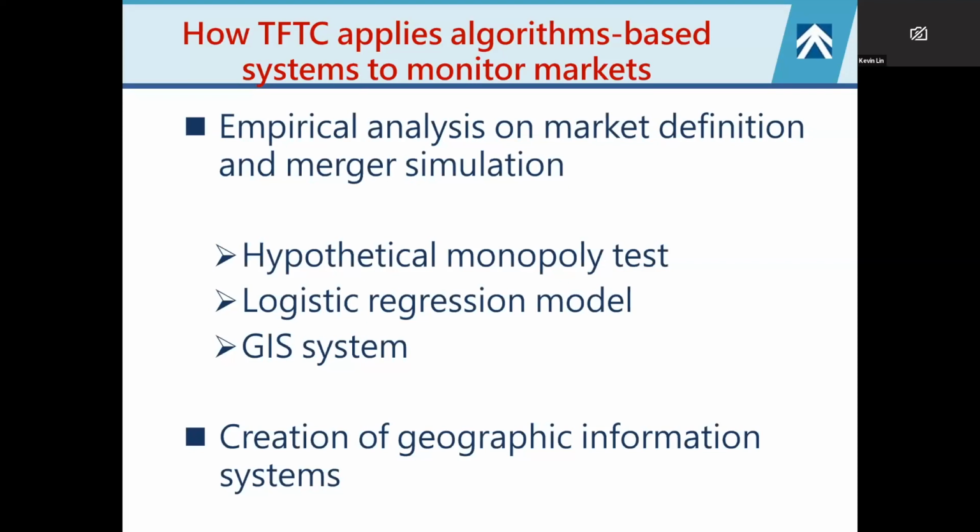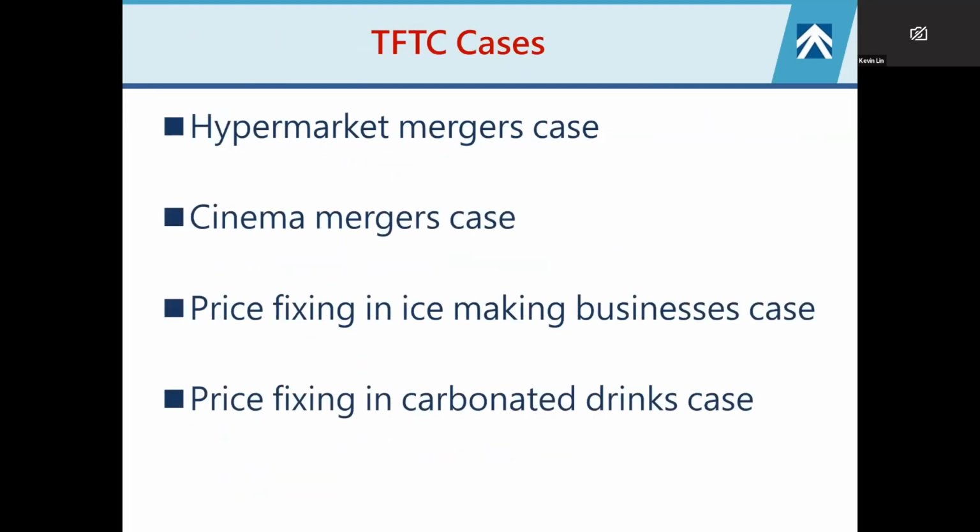The model suggested that the merger was likely to have anti-competitive effects as a result of the level of the increase in post-merger prices. Number 3, the TFTC completed domestic retail store mapping with a geographic information system, GIS. The mapping result demonstrated that physical retail outlets were highly concentrated in metropolitan areas. Next slide, please. And here are our cases.